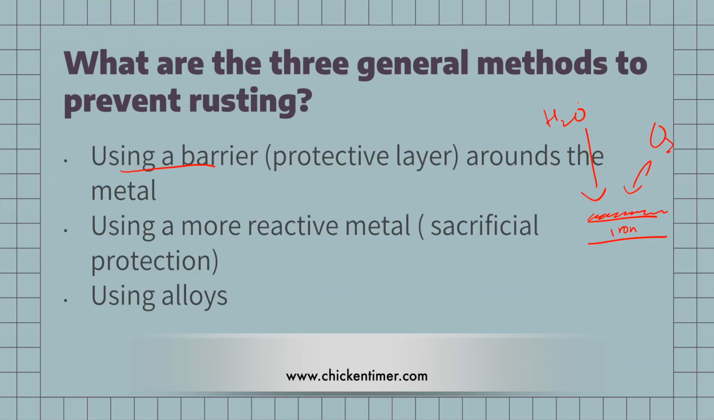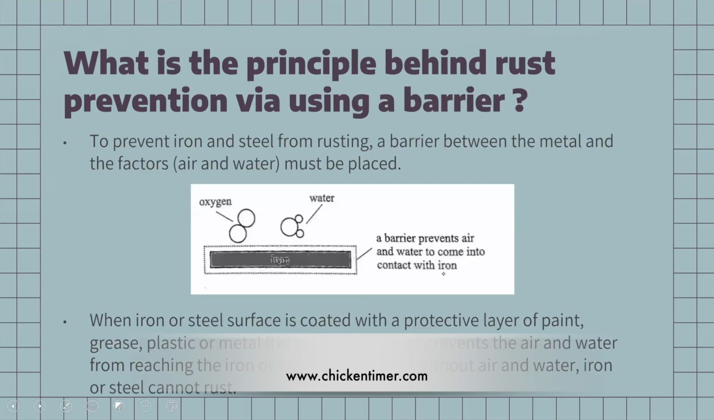Then the second way is to use a more reactive metal. That means they put a more reactive metal on top here or somewhere attached to that piece of metal. Then some rusting will miraculously not happen. The reason, we can talk about it later. The last one is using alloys. Use alloys like, say, stainless steel, then rusting will be lesser.